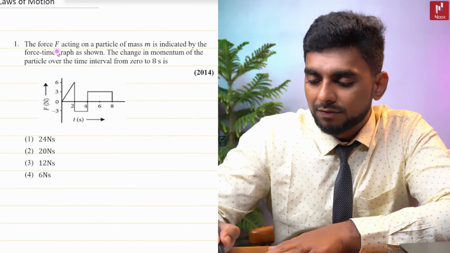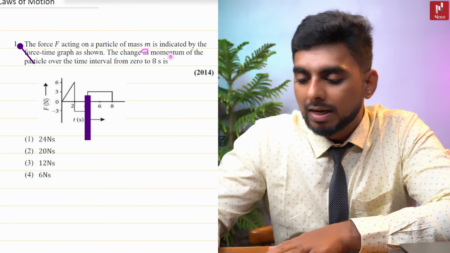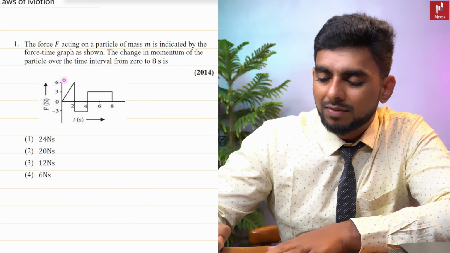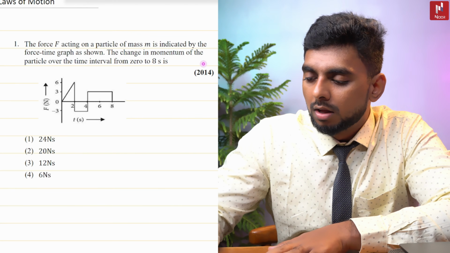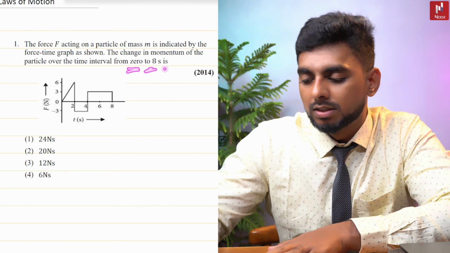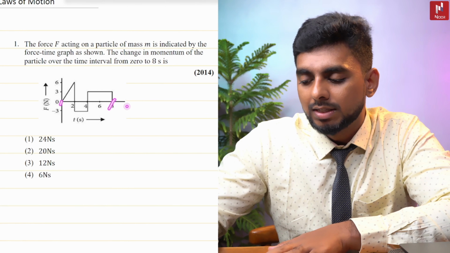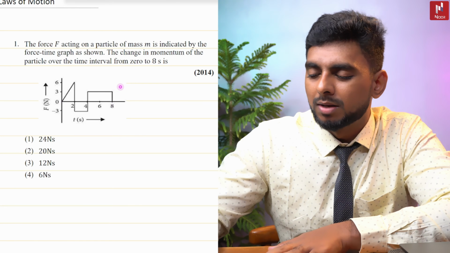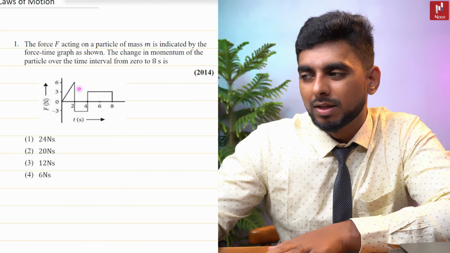The force F acting on a particle of mass m is indicated by the force time graph, okay. So they have given us the graph over here as shown. The change in momentum of the particle over the time interval from 0 to 8 seconds. So what I'm supposed to find is, from the interval 0 to 8 seconds, I'll have to get the change in momentum, right?